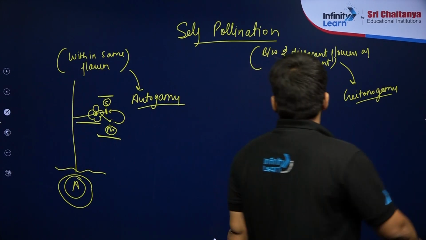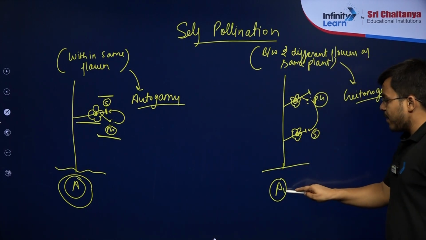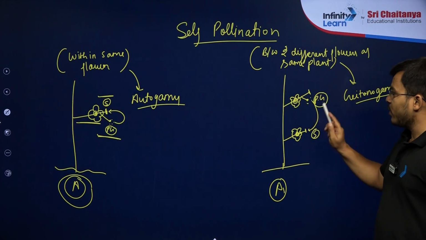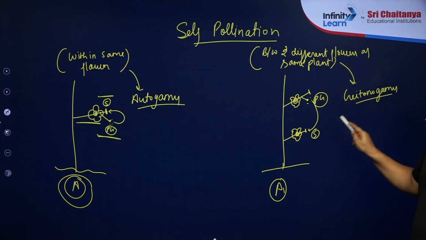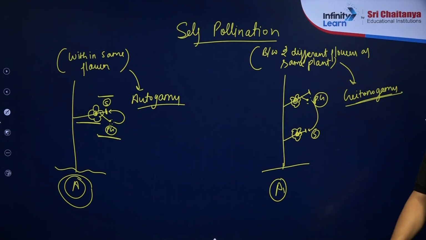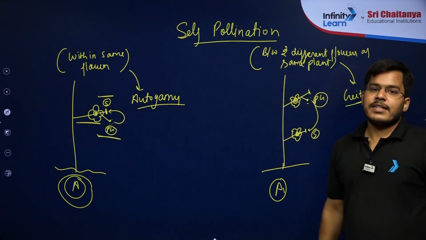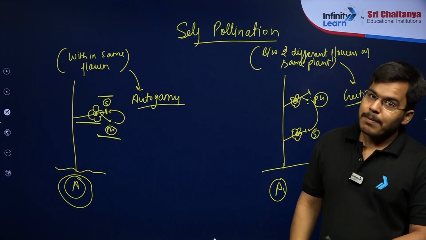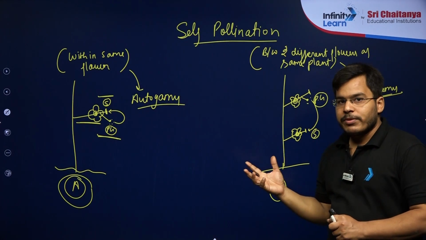But in the second case of self-pollination, students, the plant is the same but the flowers are different. So from one flower, pollen grain comes and the stigma is of another flower. So this process is known as Geitonogamy, and this is again self-pollination only, because it is occurring within the same plant. Okay, so students, these are your different types of self-pollination, right?